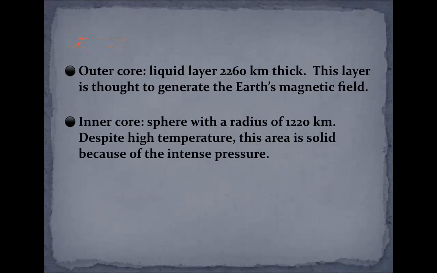All right, now we're going to break down the core. So we've got the outer core and the inner core. The outer core is the liquid layer, about 2,260 kilometers thick. This layer is thought to generate the Earth's magnetic field. Then we've got the inner core, a sphere with a radius of about 1,220 kilometers. Despite the high temperature, because we've seen the temperature of the core, this area is solid because of the intense pressure that happens here.